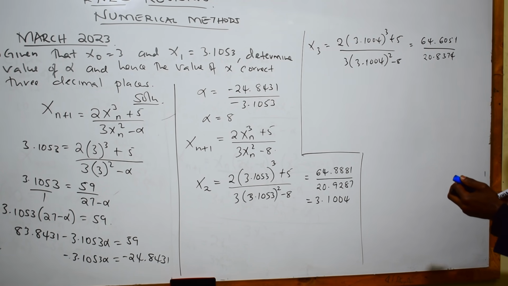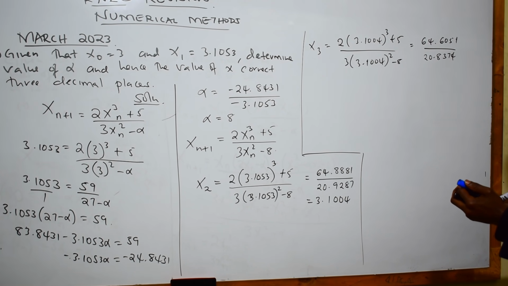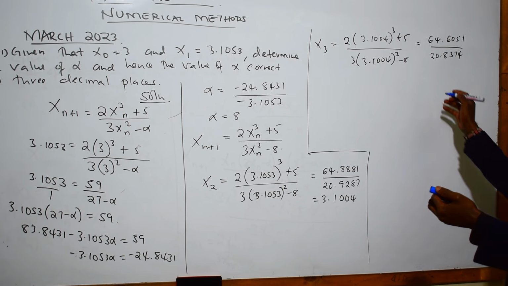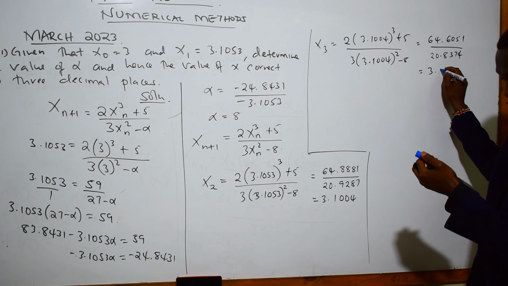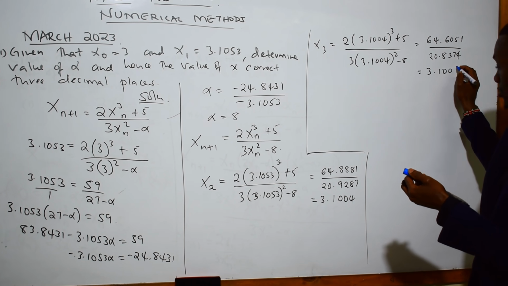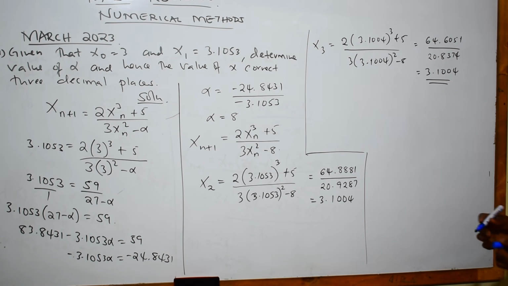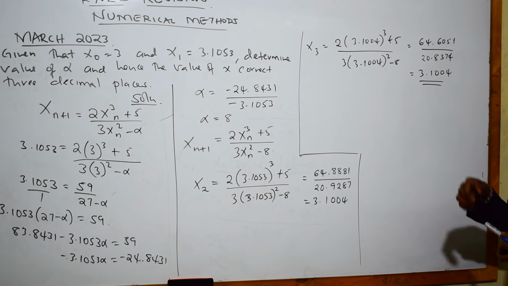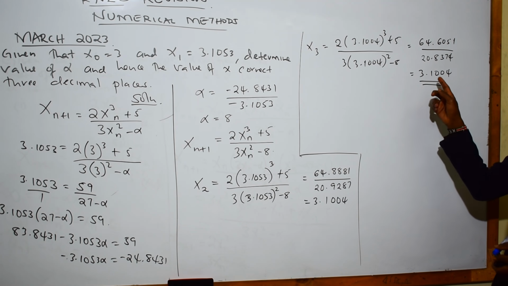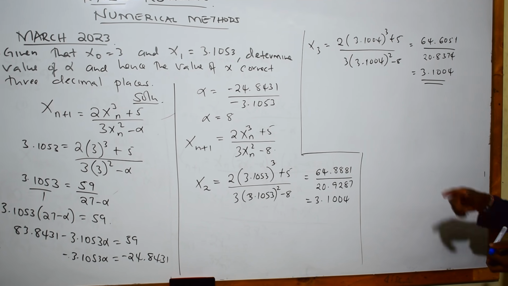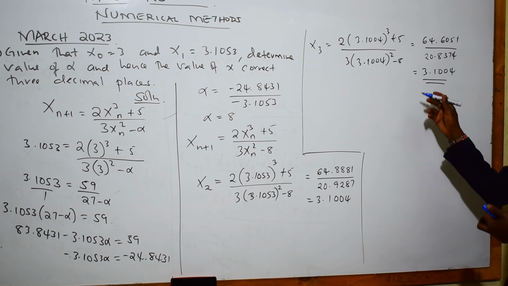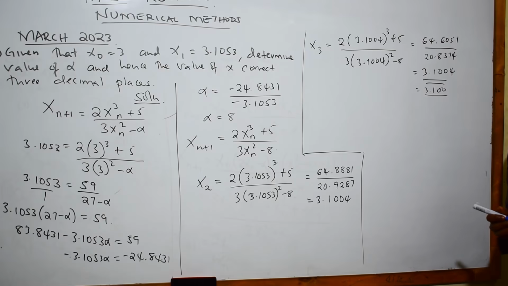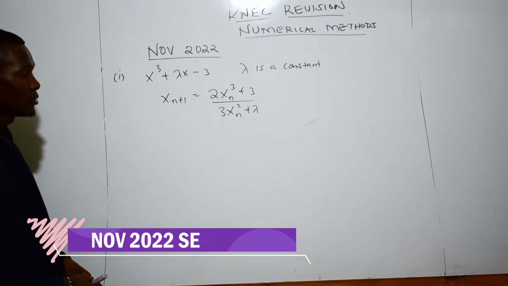Now dividing these two, we have 64.6051, then divide by 20.8374. That gives us again 3.1004. Therefore, we can deduce and say the best approximation for the value of x that satisfies the equation that we had is 3.1004. Also, you can round off. This is just 3.10 to 2 decimal places.